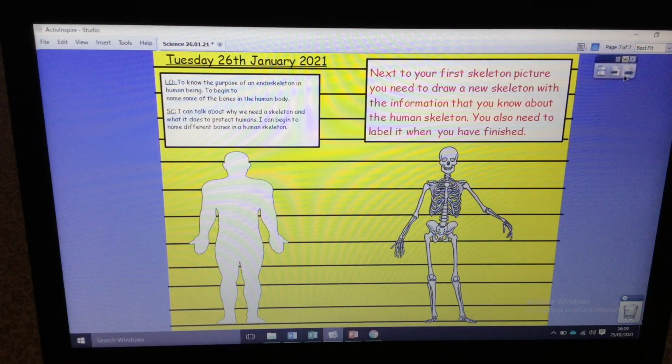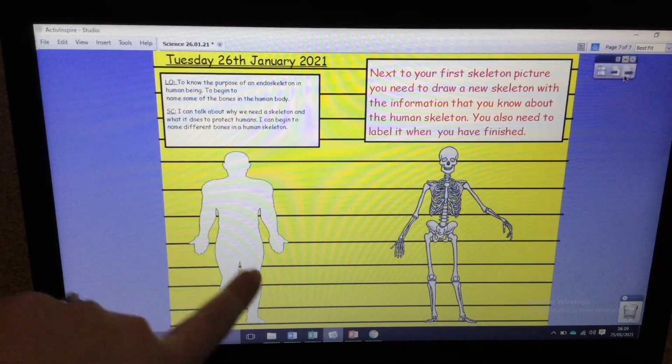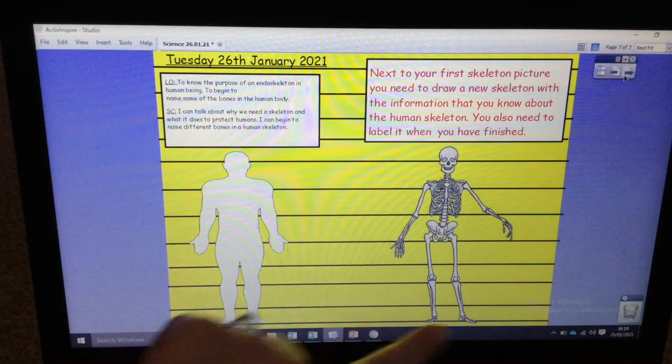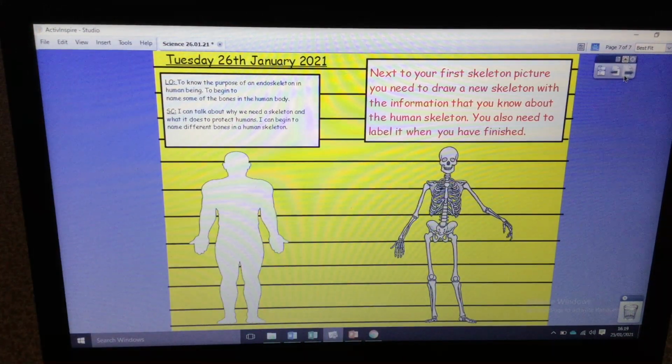Okay, and then what we should see at the end is a before skeleton and an after skeleton, and hopefully our after skeleton will look much more detailed and will be a lot more accurate. Fingers crossed.